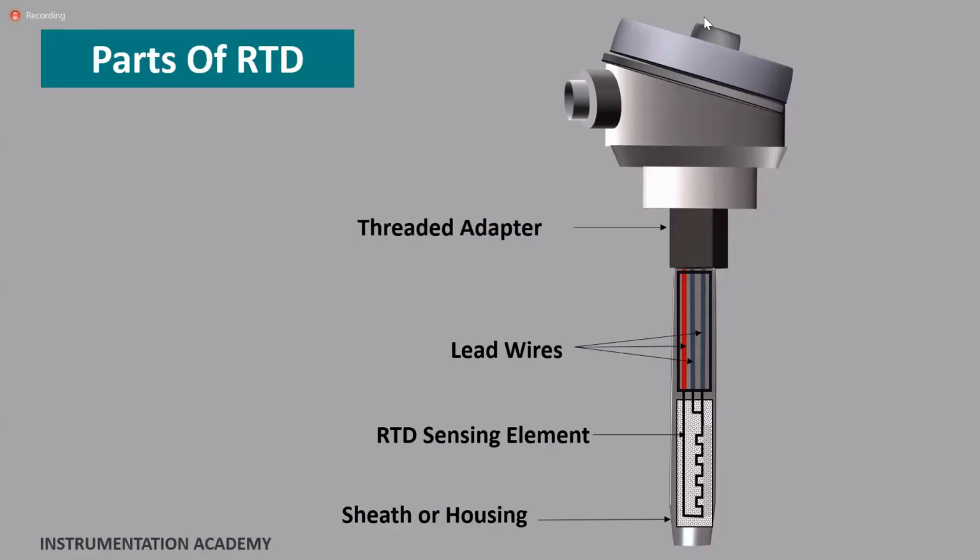Threaded adapter. The threaded adapter is welded over the rear housing of the sensor sheath. One end of the threaded adapter threads into a thermowell or directly into the process piping. The other end is typically threaded into a temperature transmitter.